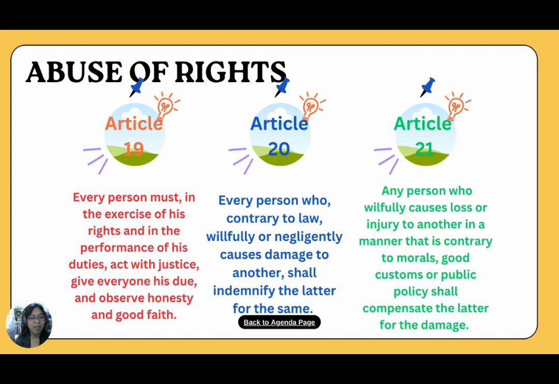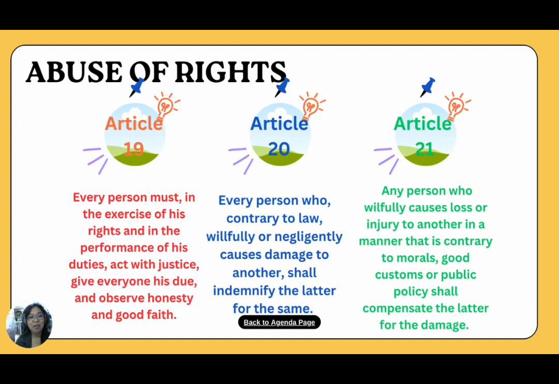So Article 19, 20, and 21, ano yung differences nito when it comes to abuse of rights? Kasi 'di ba, ito yung favorite article natin, Article 19. Every person must, in the exercise of his right and in the performance of his duties, act with justice, give everyone his due, and observe honesty and good faith.